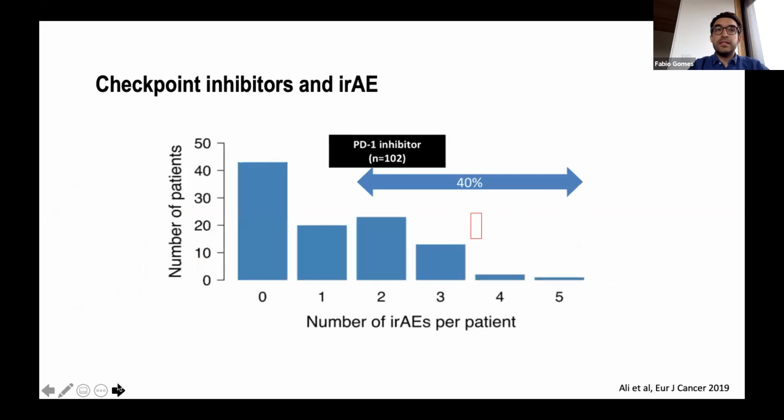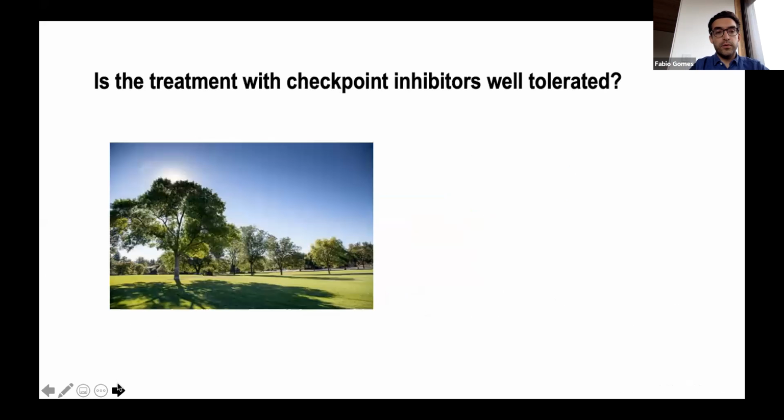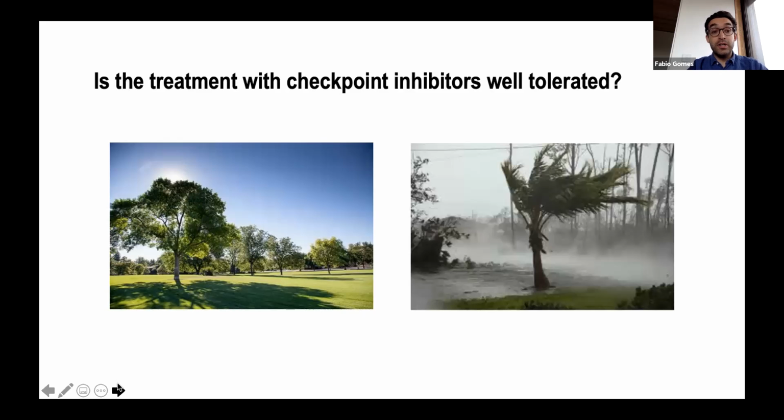But one thing that is quite interesting to see is that about 40% of the patients that have side effects tend to have more than one. So often they come with a package of multiple side effects. So we need to be aware, if we find one, there might be other side effects there as well that we need to be on the lookout for. So the question is, is treatment with these checkpoint inhibitors well tolerated? Is it a walk in the park or not really?